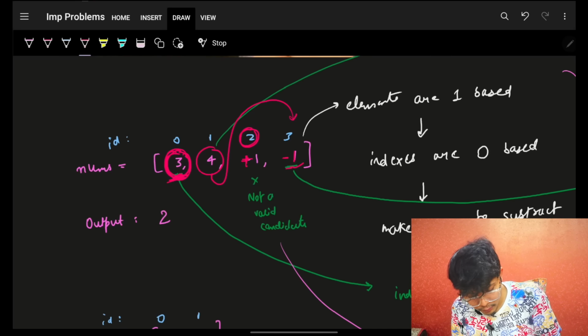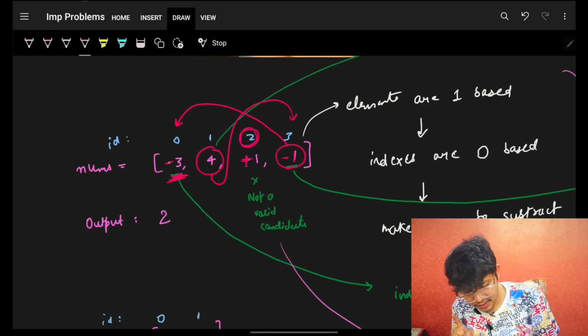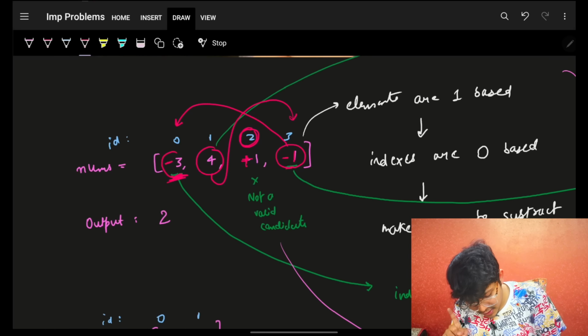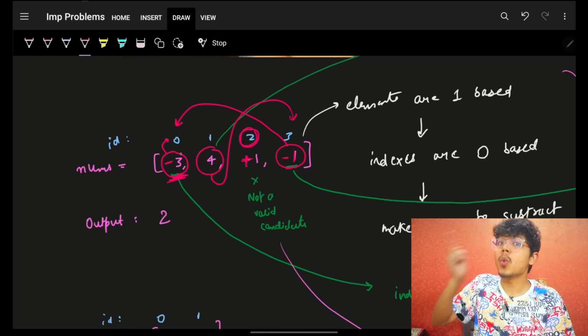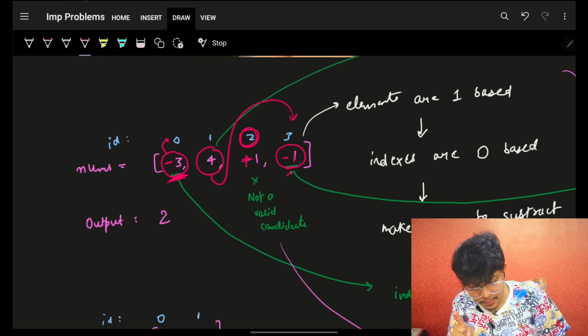Actual value of this number was still a 1. So I'll go on to index 0 and put a negative sign, which says that index 0 is visited. Index 0 says number 1 is visited. So I can simply say that I have number 1 in my array.